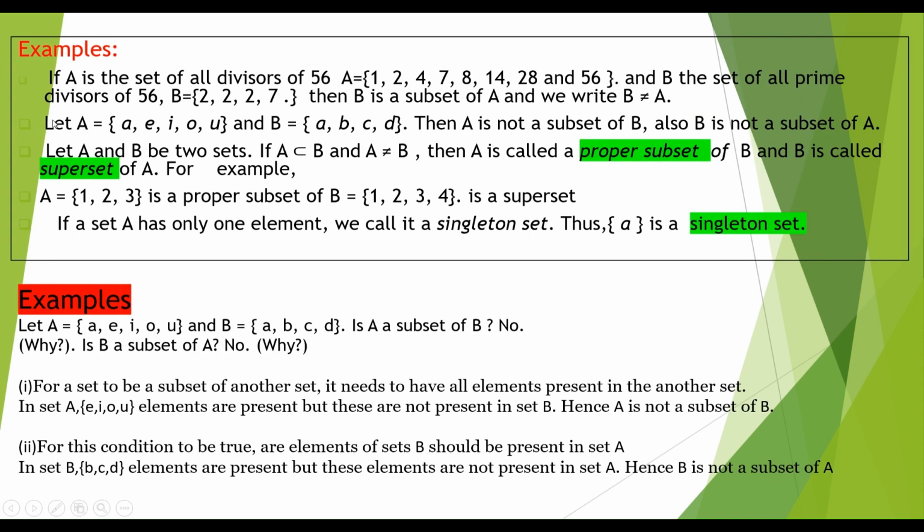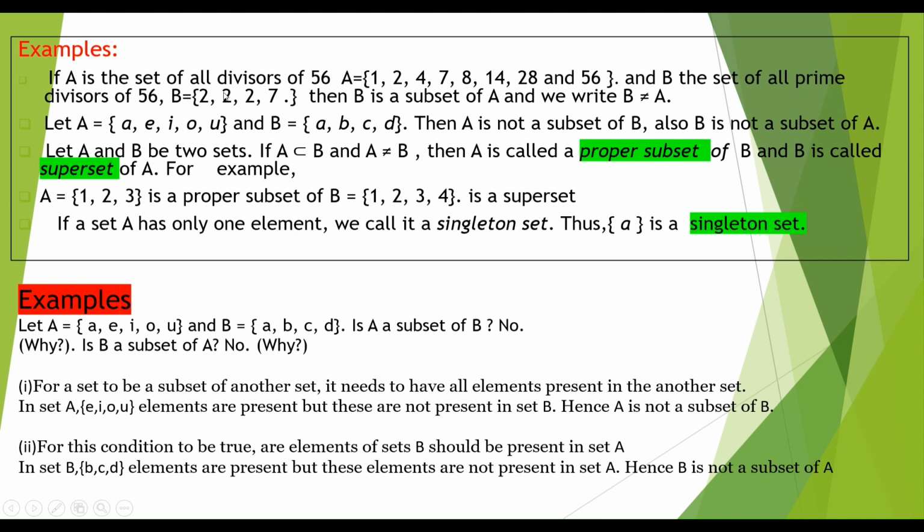Let's take some examples and it will be very clear to you. A is the set of all divisors of 56. What are the divisors of 56? When we divide 56, we can divide it by 1, 2, 4, 7, 8, 14, 28, and also 56. These are the divisors of 56. And B is what? The set of all prime divisors of 56. What are the prime divisors of 56? These are 2 and 7.